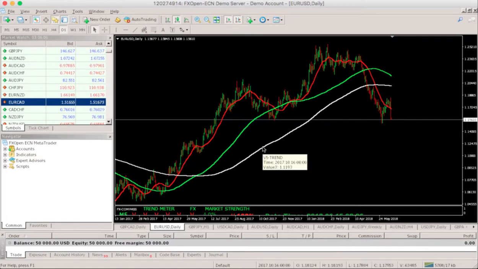This is a 200. This is a 50. And this is my 12. Right now the price crossed the 50 and the 200. The price is below the 200. For me, the trend is in the short term down right now. Why I'm saying short term is because the 50 is not crossed yet to the downside.